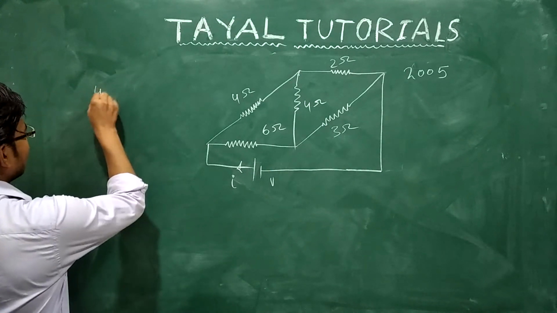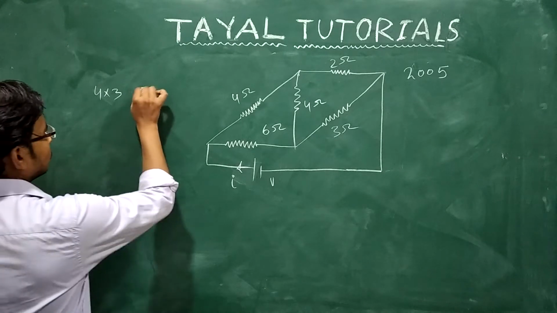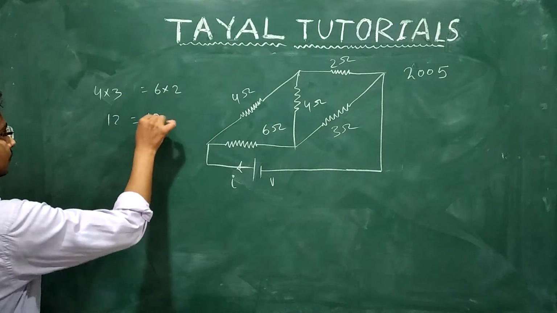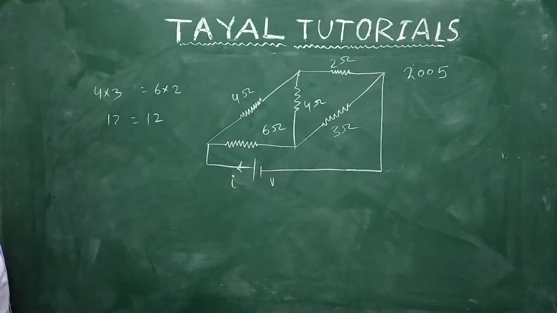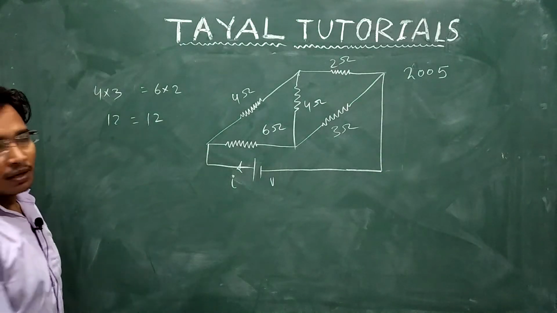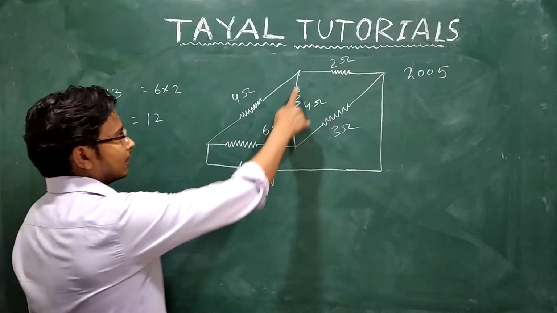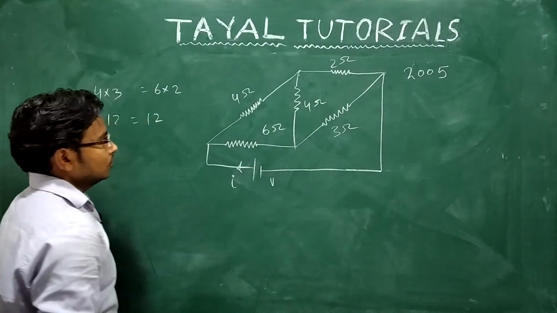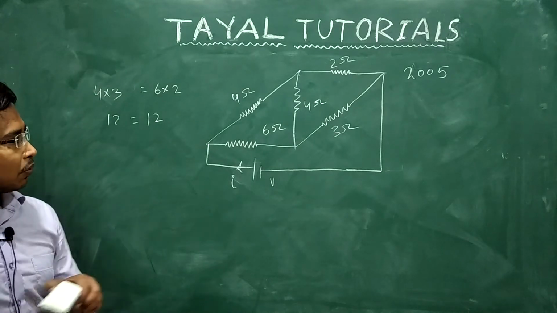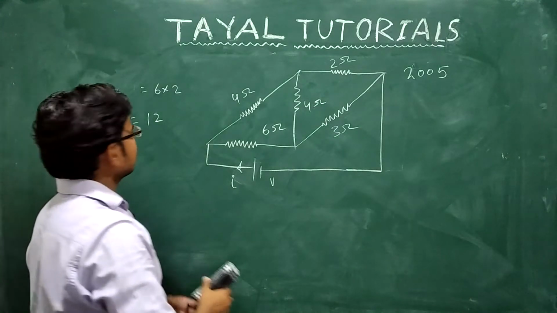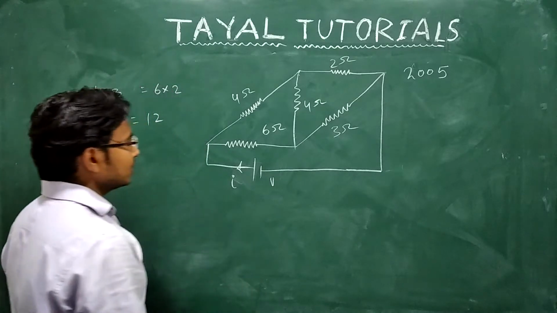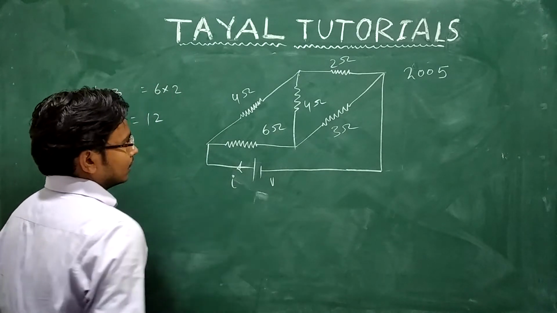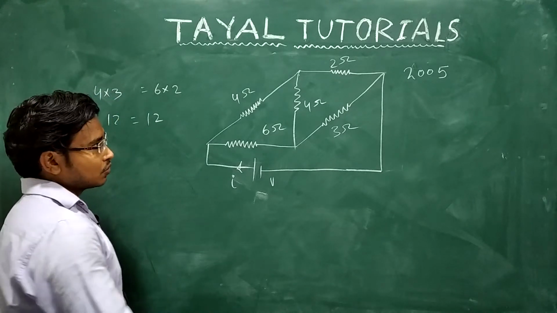You can see 4 into 3 is equal to 6 into 2, that will be 12 is equal to 12. So in that condition the bridge is said to be balanced. When the bridge is balanced, that resistance will have no use. The product of opposite arm resistances is 12, and the question is asking the current which is being fed by that voltage source V. They are asking options. I have already told you.